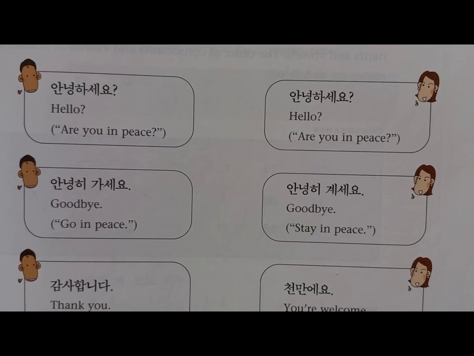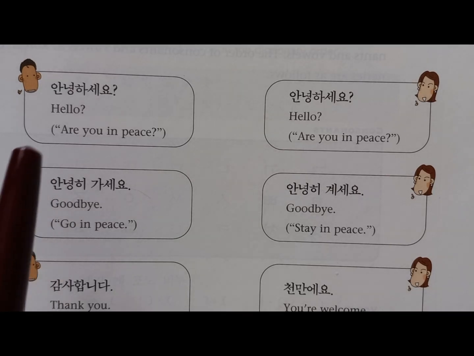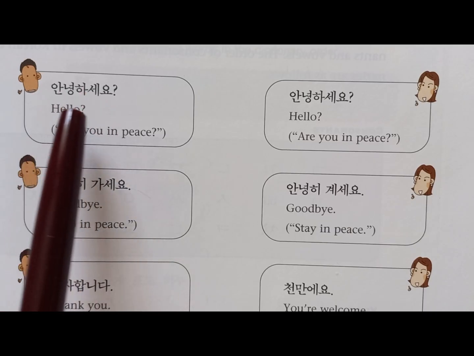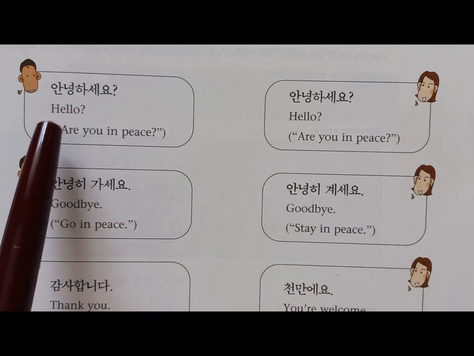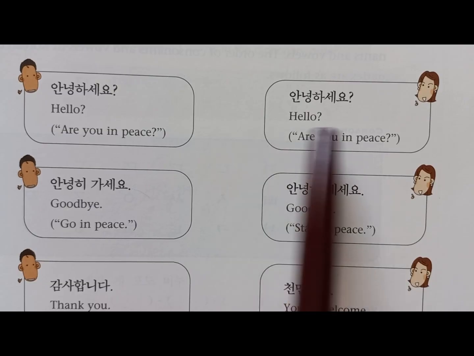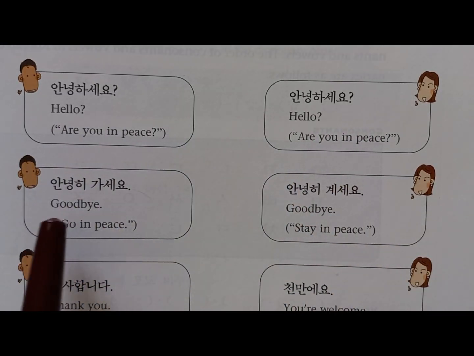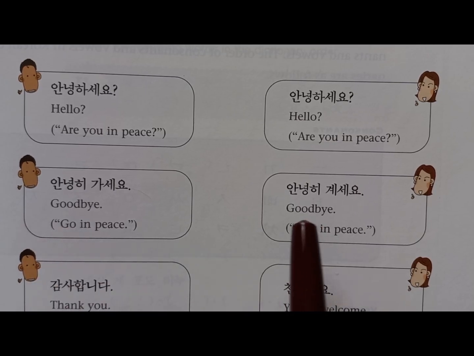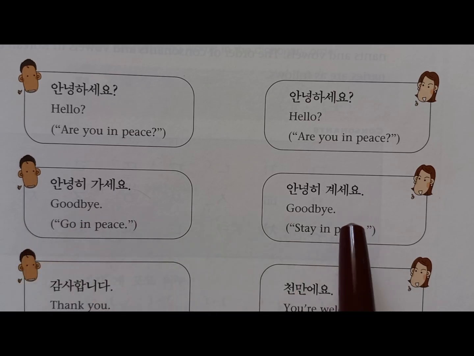And now for some greetings. What are the more frequent ways Koreans greet each other? Okay, the first person greets the second person, and let's see the reply. So, 안녕하세요, hello. 안녕하세요, hello, the same. 안녕히 가세요, goodbye. Go in peace. 안녕히 계세요, goodbye. Stay in peace. So one person is leaving, the other one is staying behind.